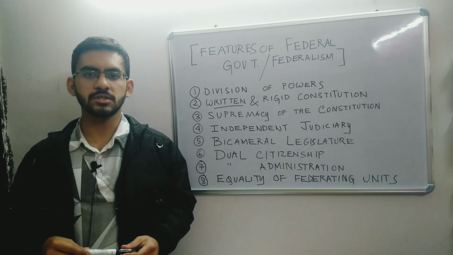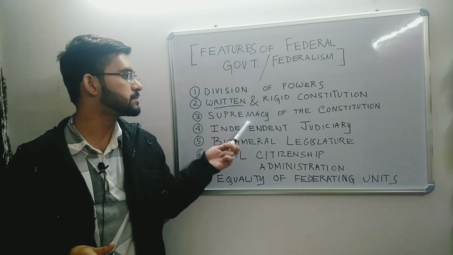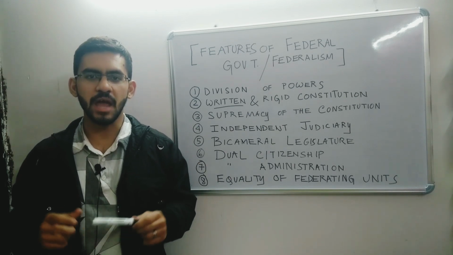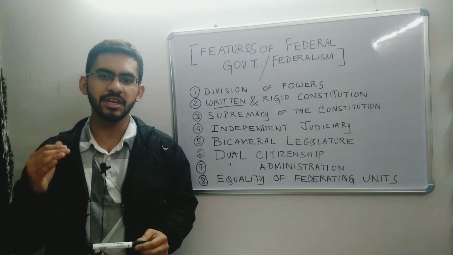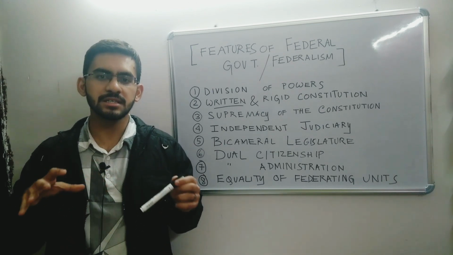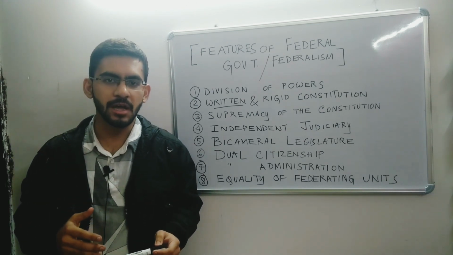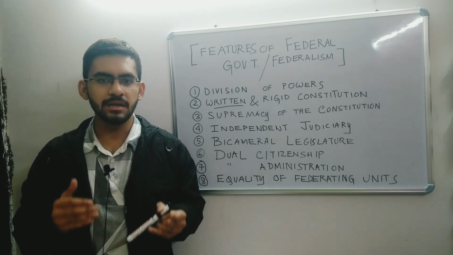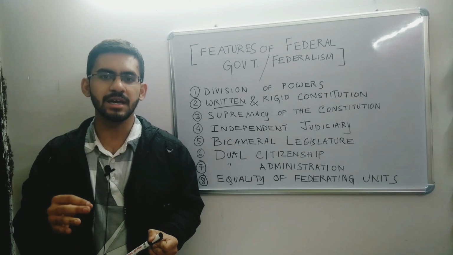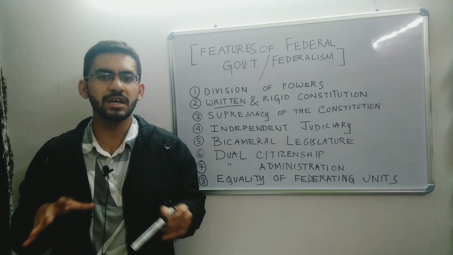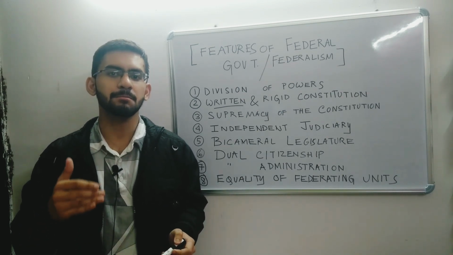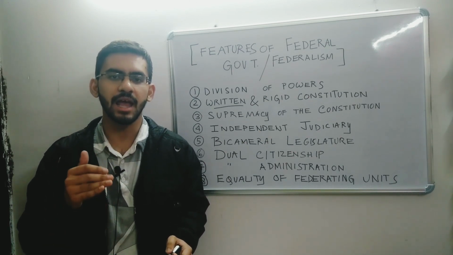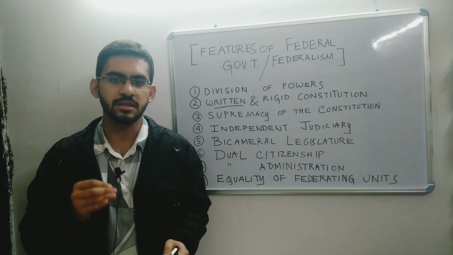A federal state is also characterized by the supremacy of the constitution. As we have already discussed, the constitution in a federal state is considered to be the supreme law of the land. It is considered to be the source of all power. Therefore, as such, both the central and the state governments are under a legal obligation to abide by the letter and spirit of the constitution. Under no circumstances can they overstep the boundaries that have been set for them by the constitution. They cannot violate any provision laid down by the constitution.